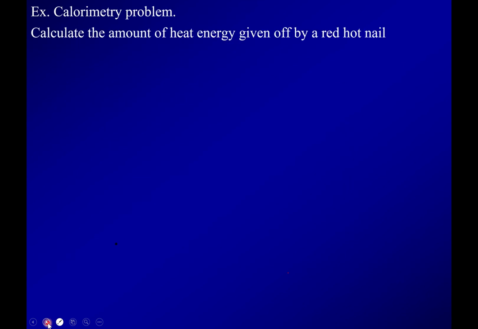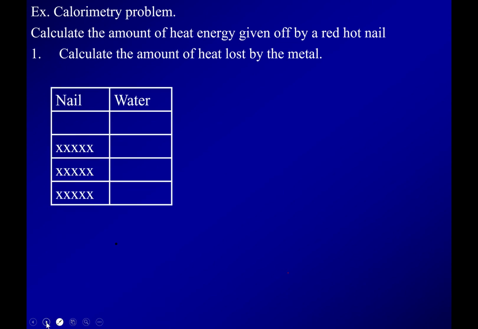So you guys did a quick write, trying to determine what should give off more energy, a red hot nail or a small rock, at about 100 degrees Celsius. Let's go ahead and do that now. You always want to set yourself up with a table like this whenever you're doing calorimetry. It helps you organize your data.